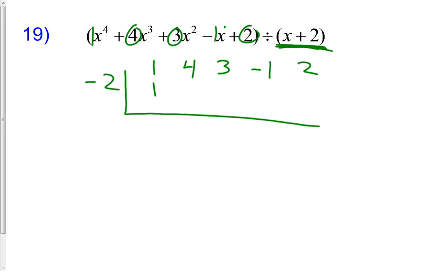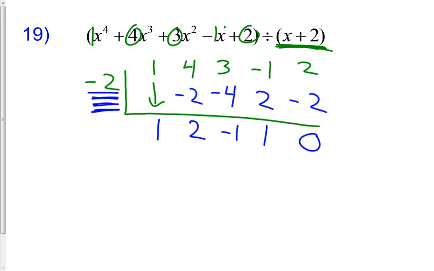So we bring this 1 straight down, and we get 1. And then we multiply 1 times the negative 2, and we get a negative 2. And then we add 4 and a negative 2, make a positive 2. And then we multiply over here again. So 2 times negative 2 is a negative 4. Then we add, and we get a negative 1. Multiply over here again. Negative 1 times negative 2 is a positive 2. Add, a negative 1 plus 2 is 1. Multiply one more time. 1 times a negative 2 is a negative 2, and the remainder is 0.